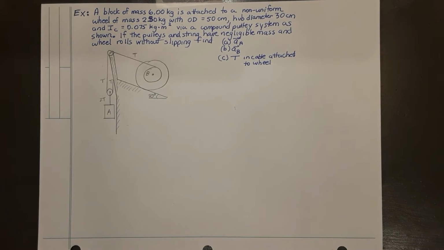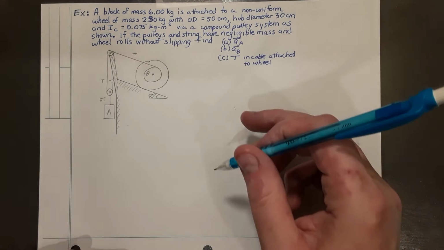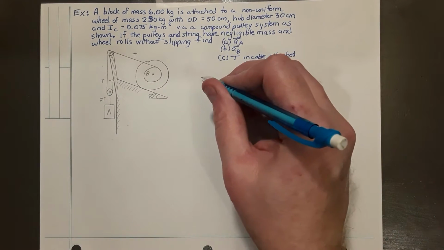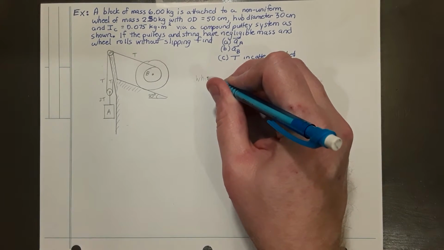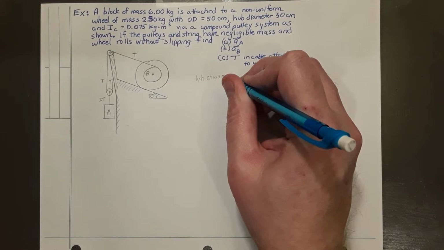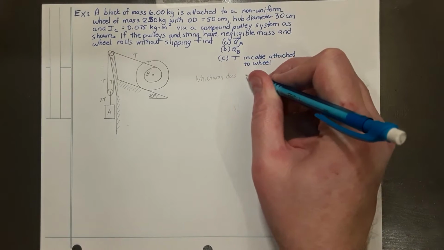The first step in any physical problem is to draw a picture. The picture is given. Step 2, we need to label positive directions. In order to choose the positive directions appropriately, we need to know which way the system moves. So we have to answer this question: which way does the system move?